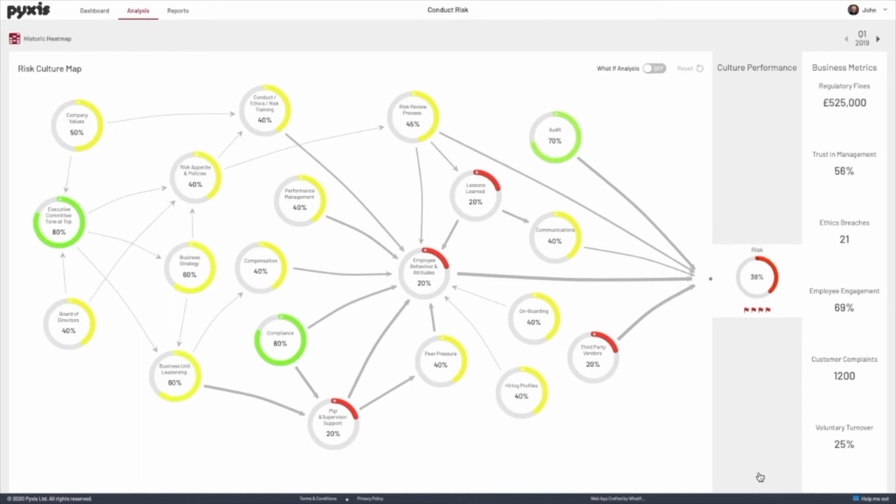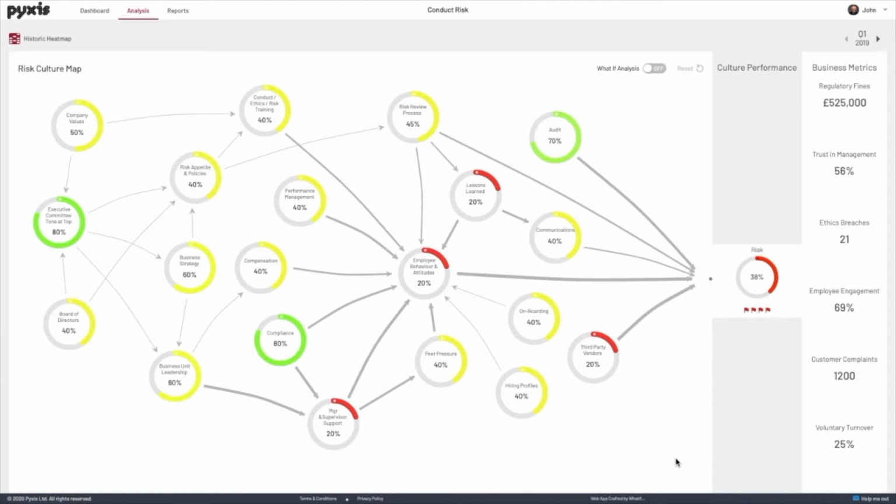Each driver is color-coded on a green to red scale, with green indicating a positive enabler and red a significant risk. Identifying those drivers that are low scoring allows for targeted improvement projects, thus saving time, resources, and money.